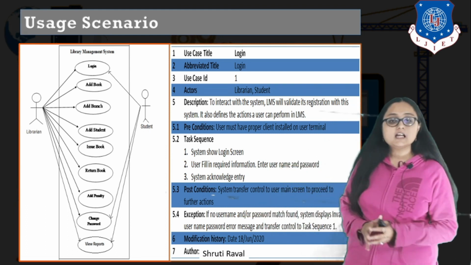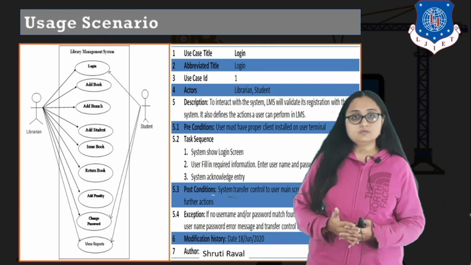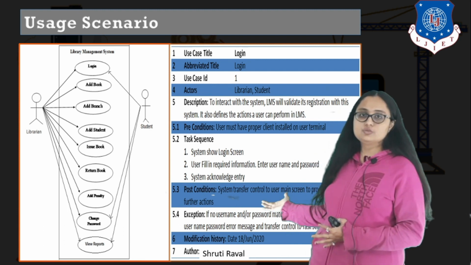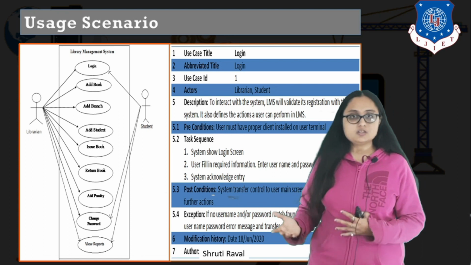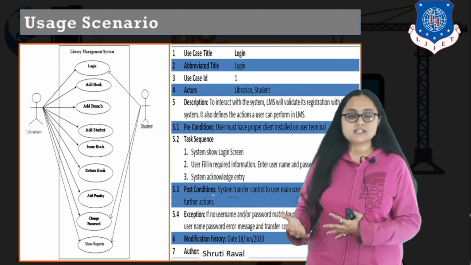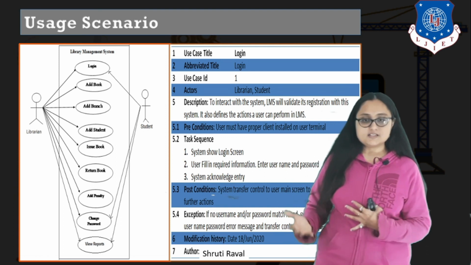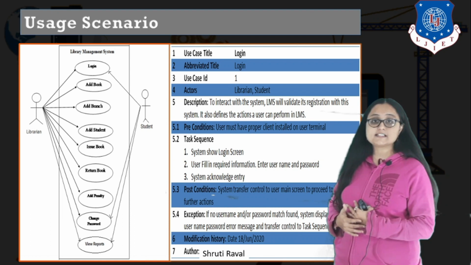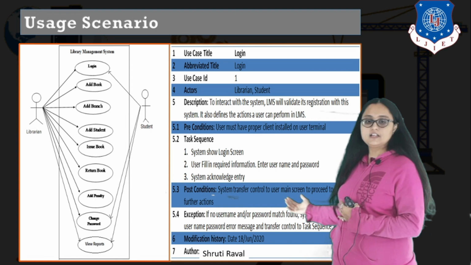The next is, are there any exceptions associated with your functionality? You know that if you write a wrong username or password, then there is an exception, that is, an error message is generated. If you have this sort of error messages, then you can write them here. If you have done some sort of exception handling related to this functionality, you can write that here.